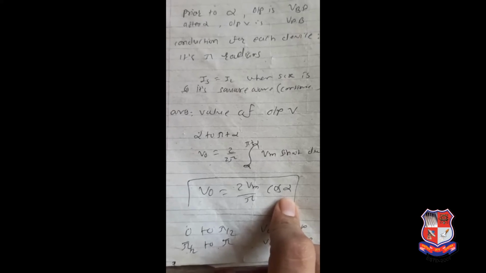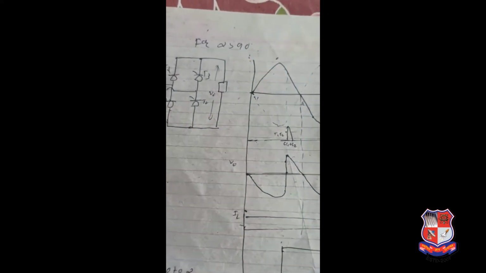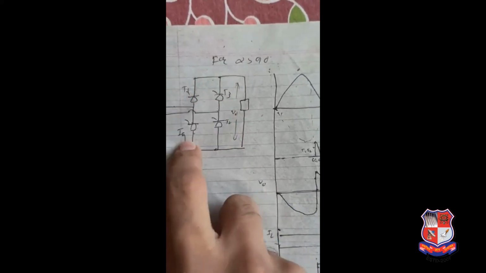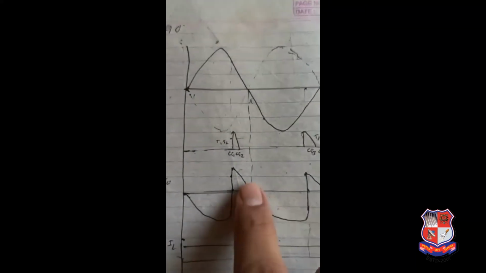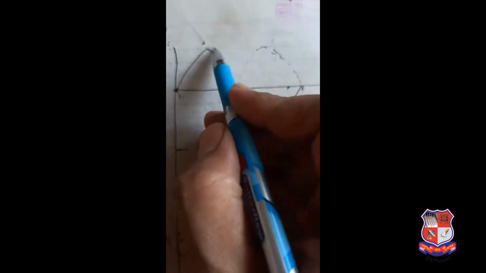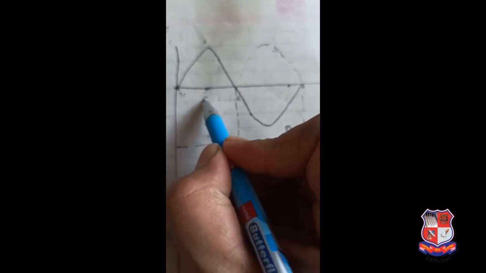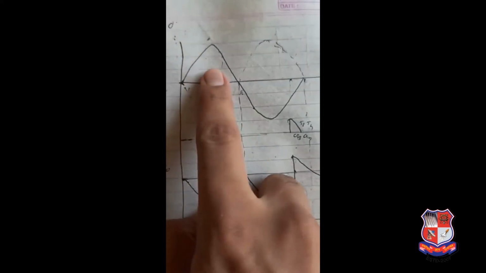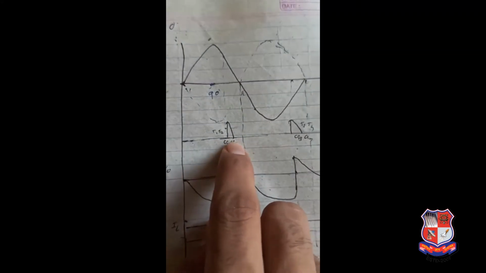Now if I take alpha greater than 90 degrees, what will happen? Let's see how this converter works, also called a two-quadrant converter. The same circuit is there, T1, T2, T3, T4, and the supply voltage is sinusoidal, but here I am giving the gate pulse at greater than 90 degrees. This is 90 degrees, this is our pi. I have given the gate pulse somewhere here, greater than 90 degrees.